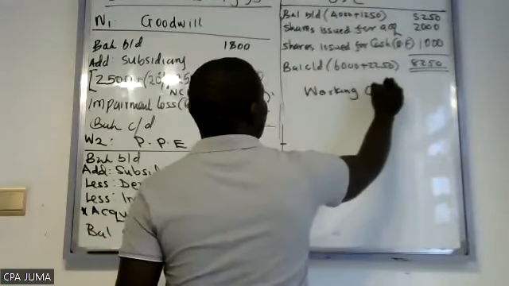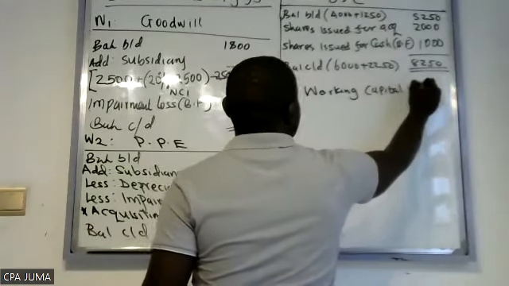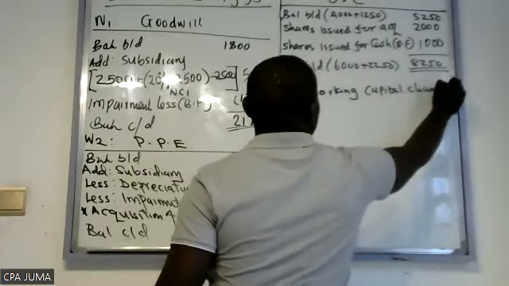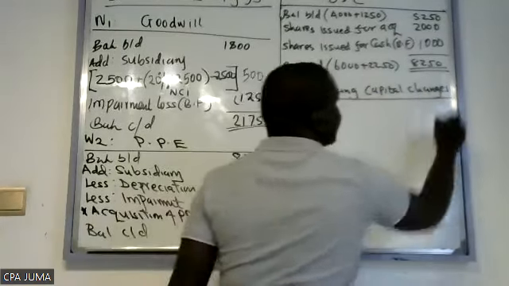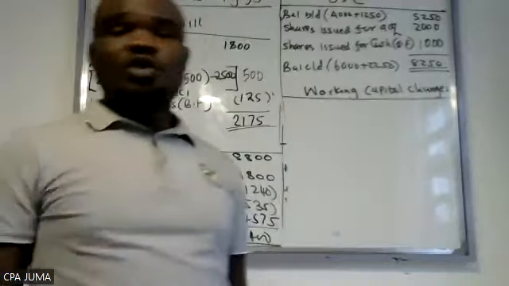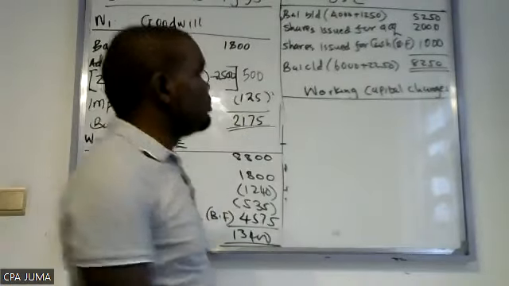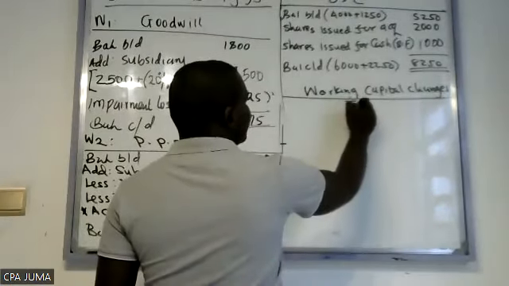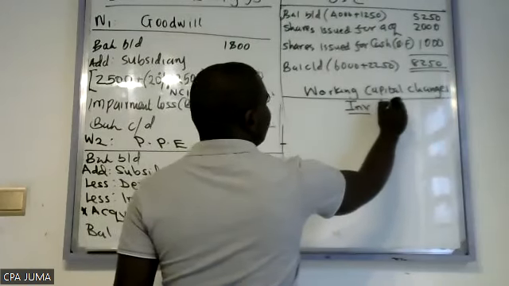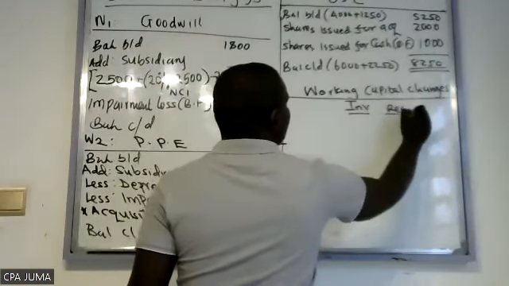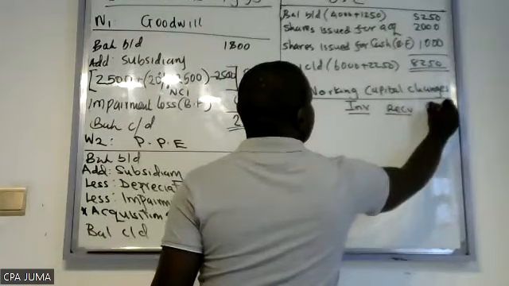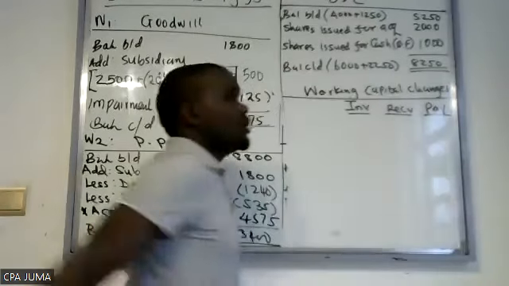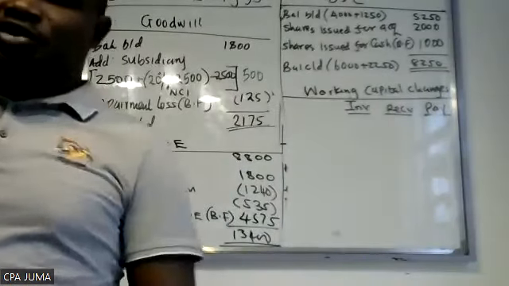Working capital changes. So for working capital, my students will be capturing inventory, receivables, and payables. Have those three, checking increase or decrease.